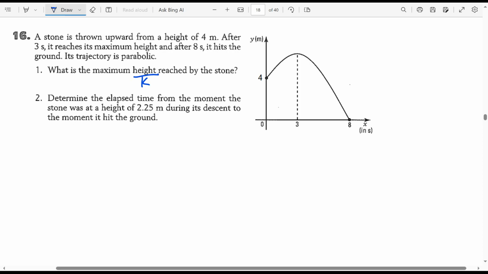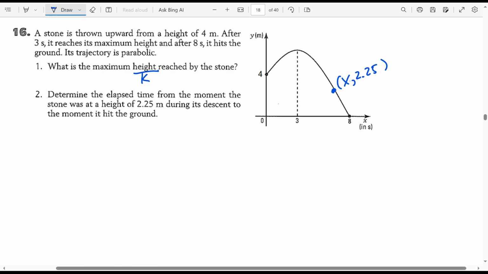The next part says determine the elapsed time from the moment the stone was at a height of 2.25 until it hit the ground. So somewhere around here, I've got to find an x when that is 2.25. I want to find the time between that point where it's in the air and when it hits the ground. So if I can find this x, I can go 8 minus the x that I solved, and I'll be able to get that little time period. It's a clunky question because it's like, why would you need to know that? But we're just taking baby steps now.